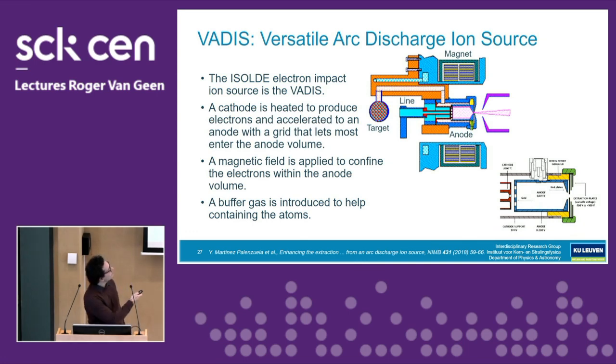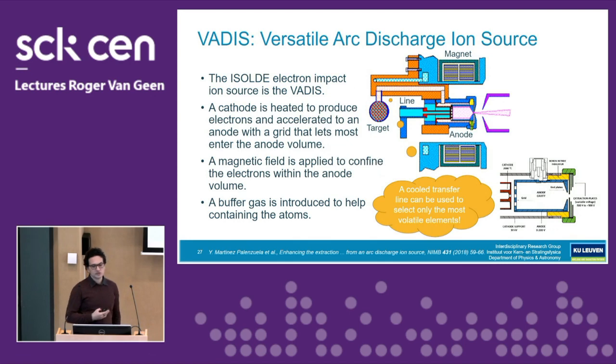You also have a magnetic field that surrounds your anode volume. So that's the cathode, and in red and in pink in that upper picture you have the anode volume, and around what is labeled magnet, it is an electromagnet that will provide a confining field for the electrons. You also introduce a buffer gas into that volume so that you can help keep those atoms in there a bit longer and sort of thermalize them from where they're coming.